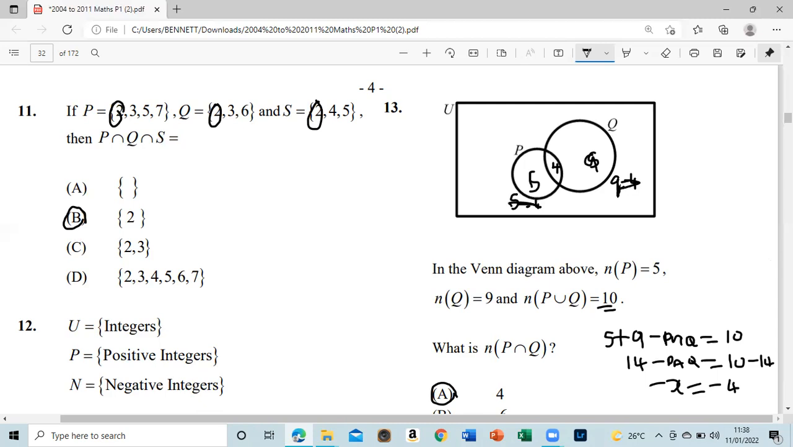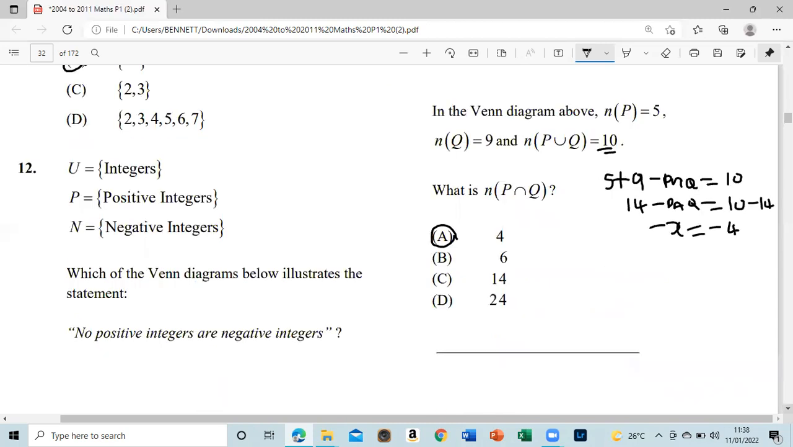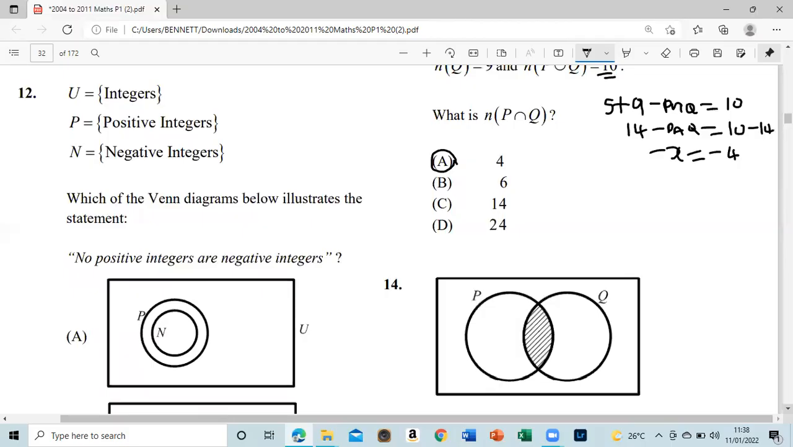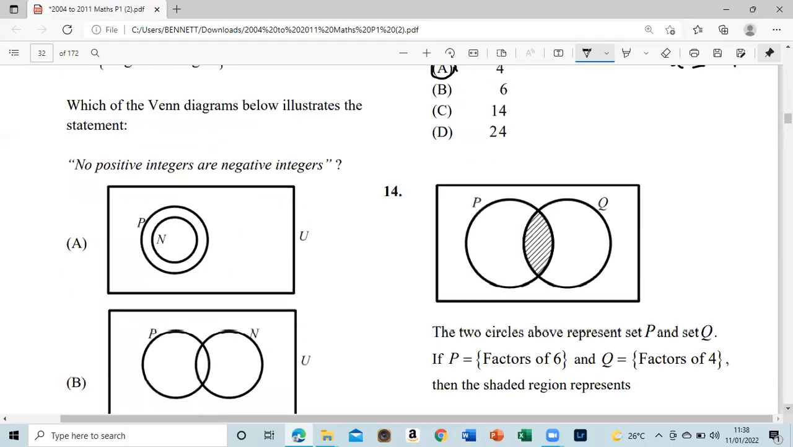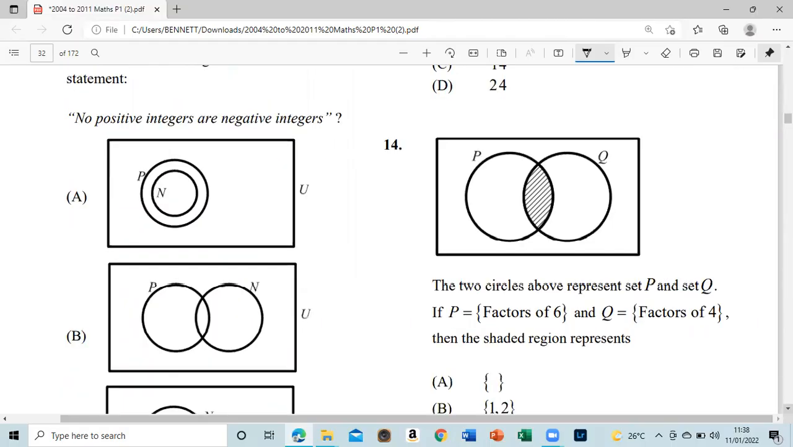Sometimes I overthink here. Let's move on to 14. The two circles above represent set P and set Q. If P is equal to factors of 6, let me just write them down: 1, 2, 3, and 6. Primary school, isn't it? And Q is factors of 4, which is 1, 2, and 4.